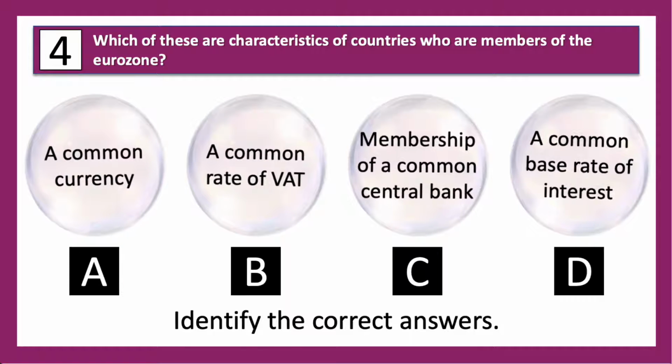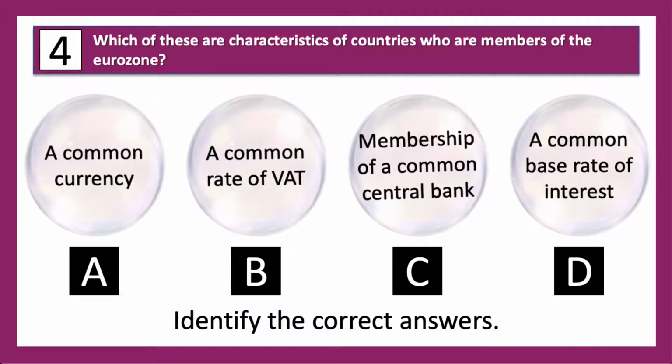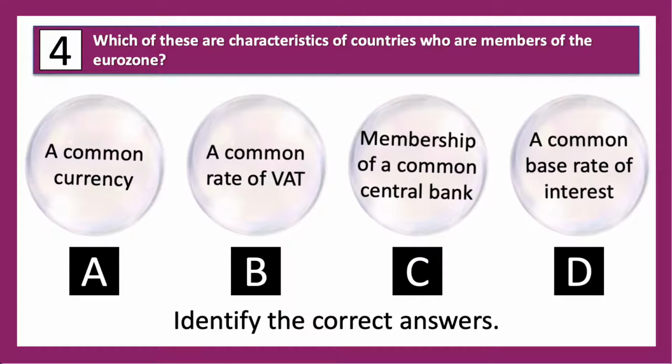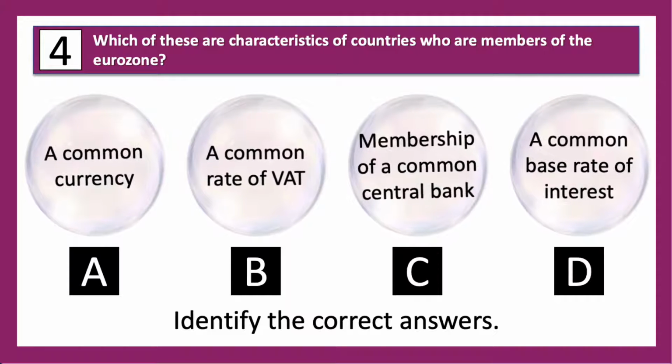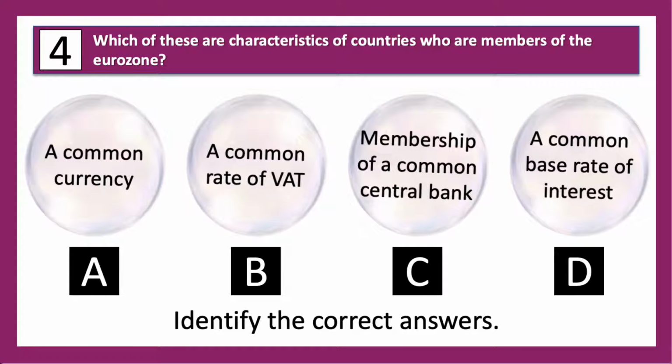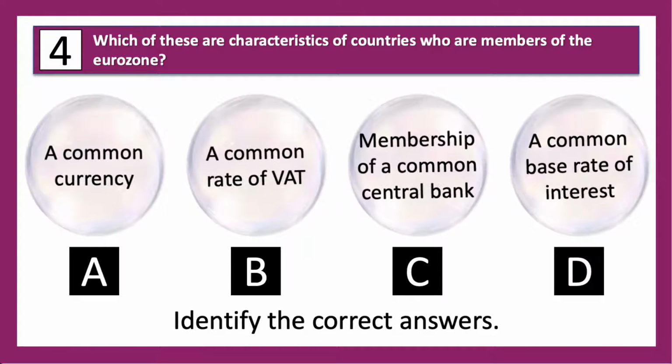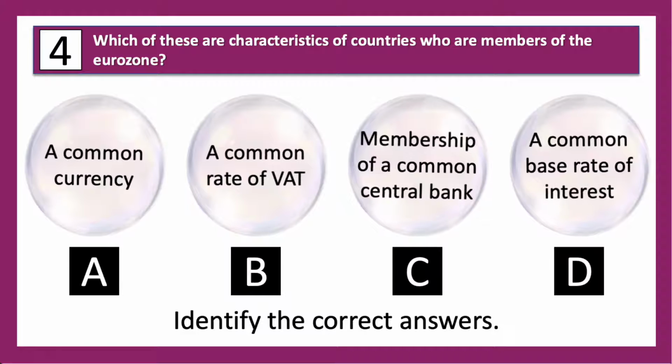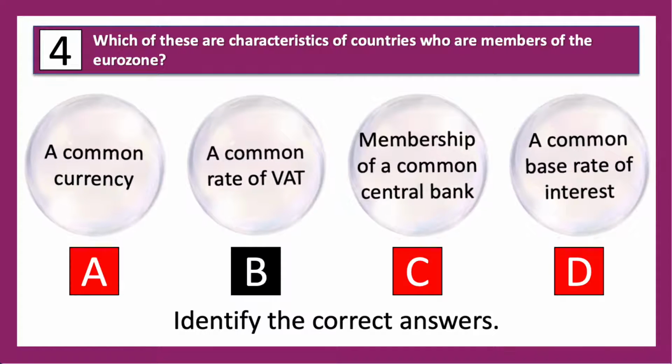Ewan has gone for A, B, C, D. The Riddler has gone for A, C, D. Roger's gone for A and C. Hannah has gone for A and C and D. Tony says all of them? And Mariam's gone A, B, C. Let's have a look at the answer.